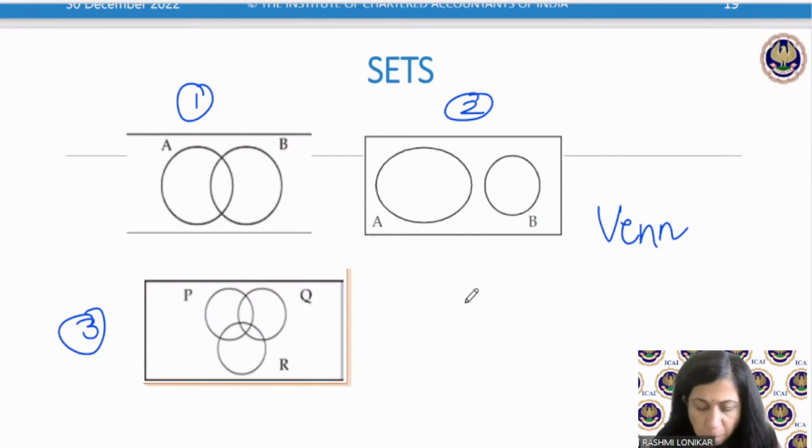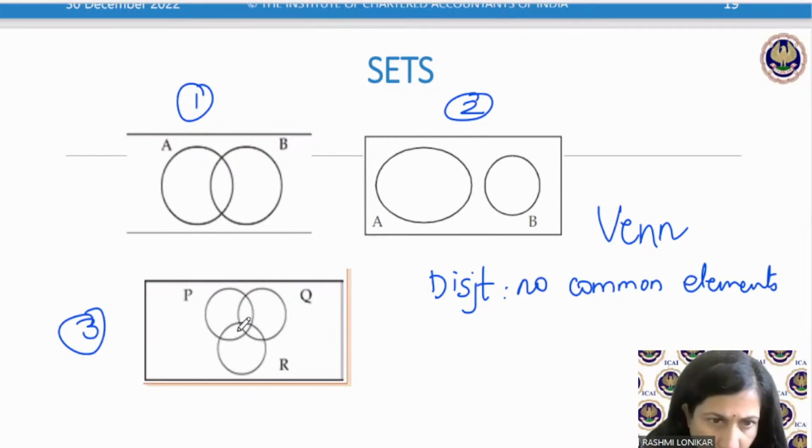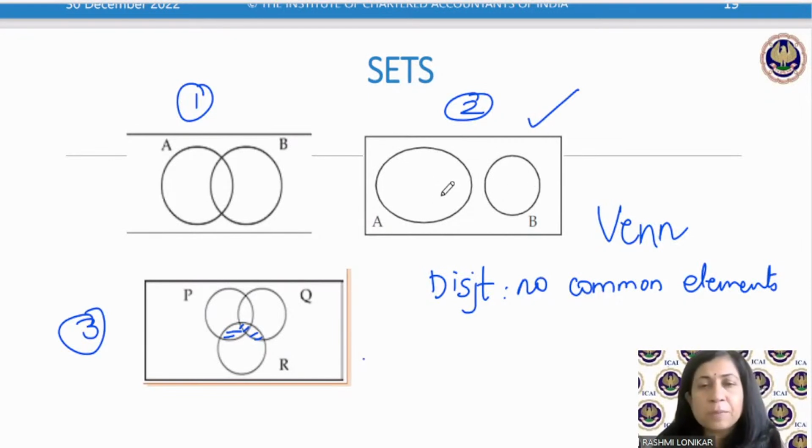Okay. Ashutosh, please pay attention. When do we say it is disjoint? When there are no common elements. Here, these are common elements. So this is not disjoint. This is the disjoint because can you see there is no overlap? When there is no overlap, we say it's a disjoint set.